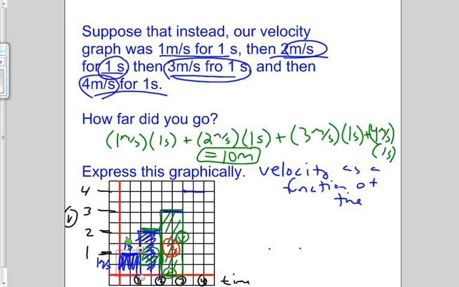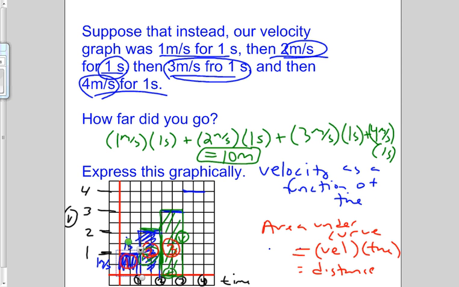So between 2 and 3 seconds, I went 3 meters. Going back between 1 and 2, I went 2 meters. Between 0 and 1, I went 1 meter. And these are my distances represented by area underneath the curve, because the area underneath the curve is my velocity times time, which we know is distance.